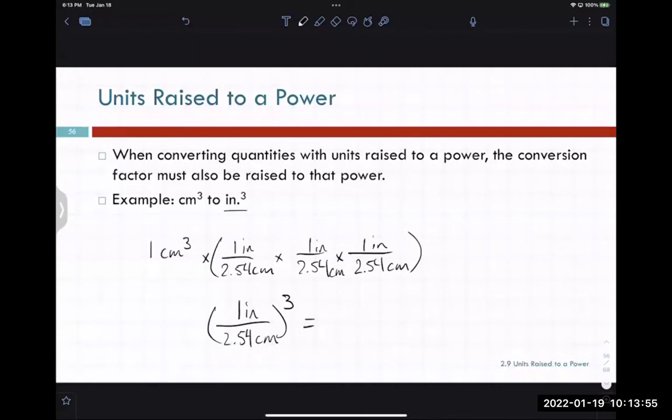So after we've applied this cube, 1 cubed is just 1. But this is now inches cubed. 2.54 is cubed, so it's 2.54 raised to the 3rd, which is now 16.387. It's a bunch of digits there. And then centimeters cubed. Now, one reason to do one over the other is because these decimals just go out for infinity. So you lose a little bit of precision over doing this, unless you keep the number in your calculator, so you keep all those decimal places.